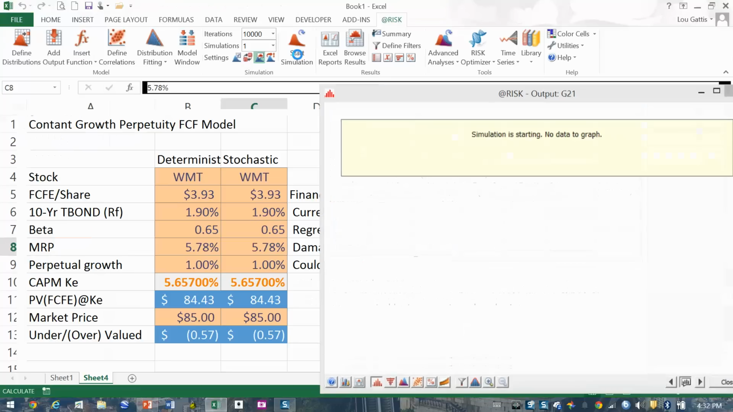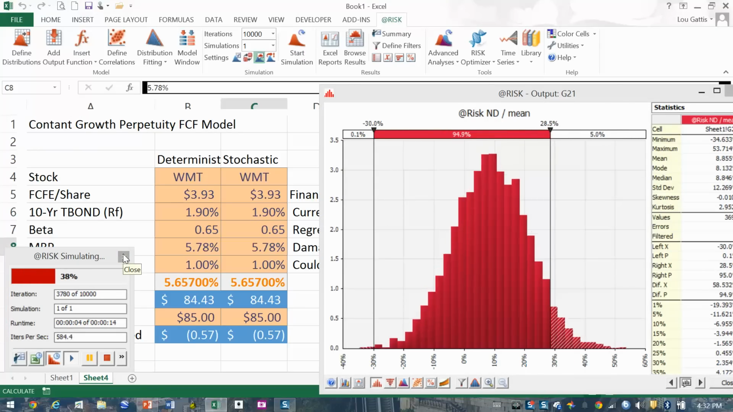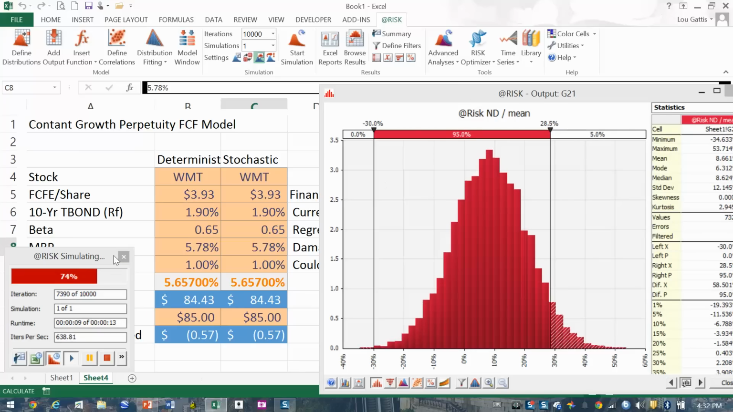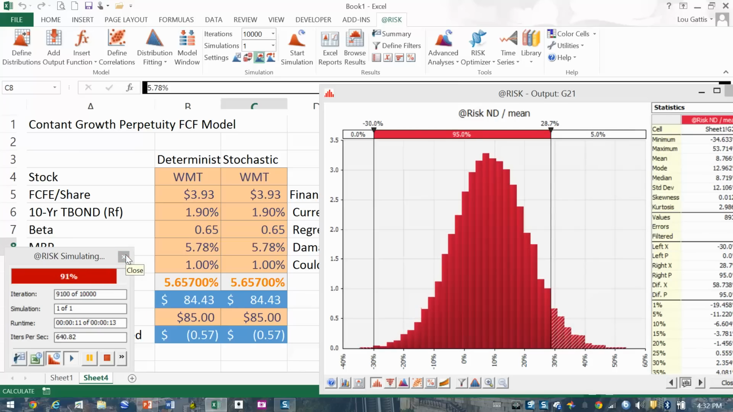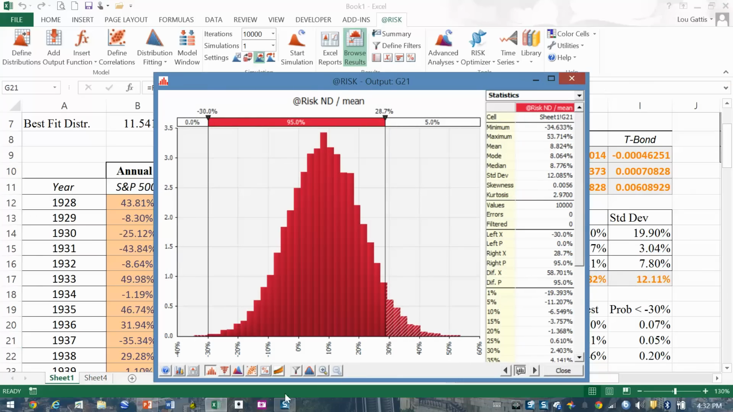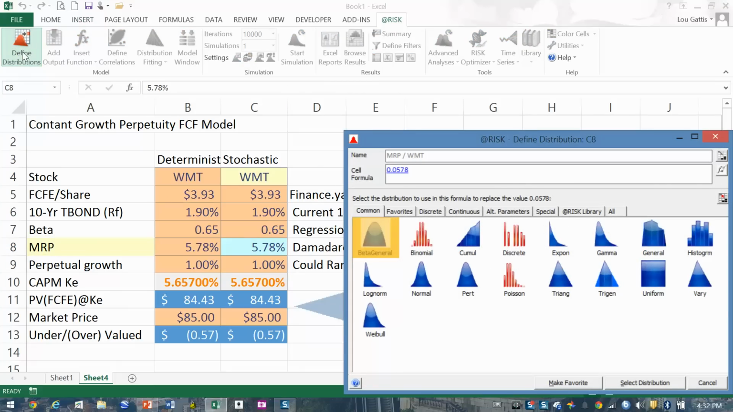Didn't mean to do that. Let me add a distribution. It's actually running the simulation from the last worksheet. So I'm going to add my variable for market risk premium, define distribution. I'm going to pick a triangular distribution, single peak, and it's bounded with a min and max.